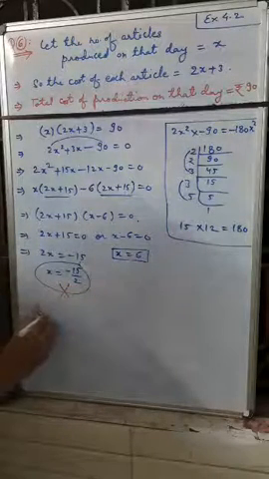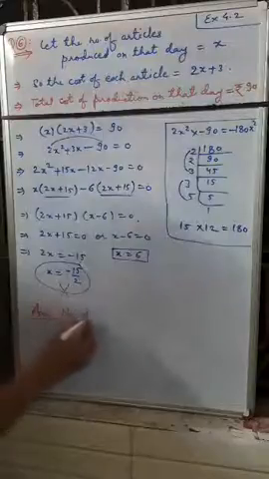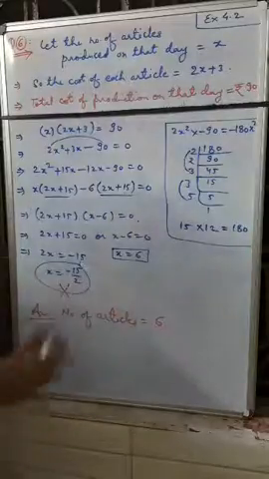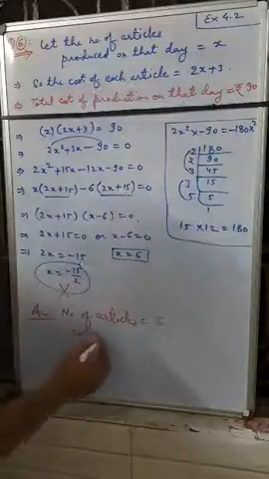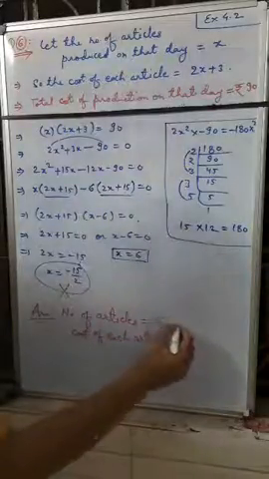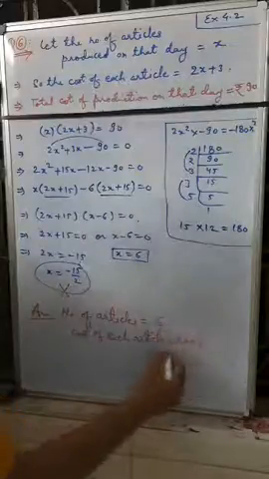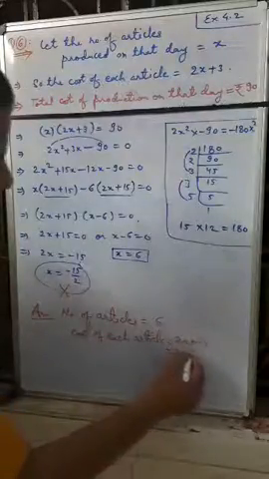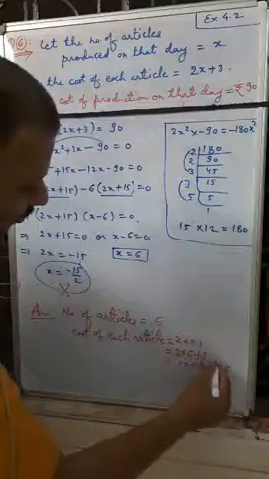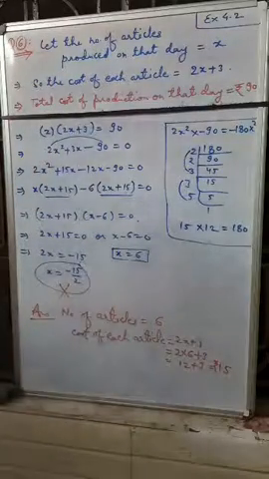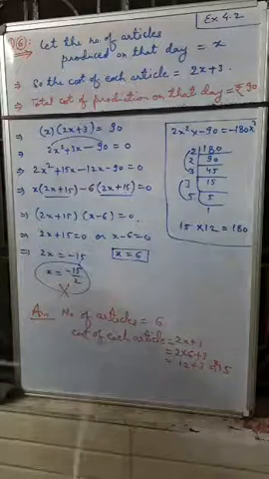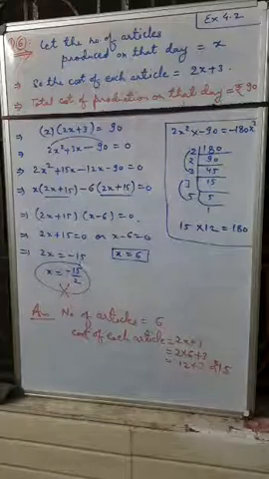So answer we can write: number of articles produced on that day is equal to 6 articles, and cost of each article is equal to how much? 2x plus 3. So use the value 2 into 6 plus 3. So 6 2s are 12 plus 3 is equal to 15 rupees. So cost per article is rupees 15, and number of articles produced on that day is equal to 6. So this is the solution of this problem.